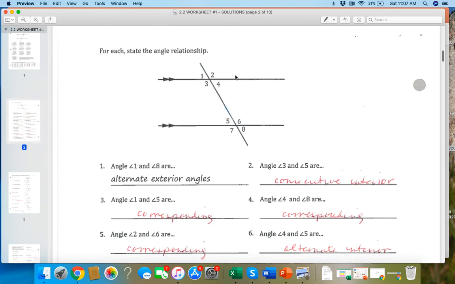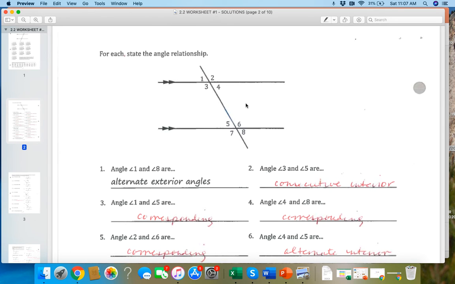You also did the second page, which was a similar one, although you had to write the names of the angles for this one. So angle 1 and 8, alternate exterior angles. Angle 3 and 5, consecutive interior angles. All right? So make sure if you haven't already done so that you have completed these first two pages of worksheet 2.2, worksheet number 1.